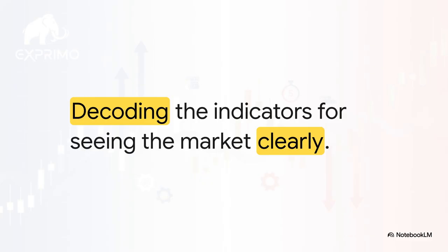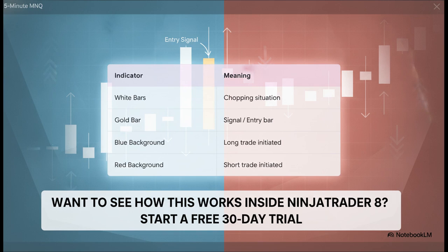Okay, moving on to Section 2, decoding the visual indicators, seeing the market clearly. What's truly brilliant about this color coding system is how it translates super complex market action into instant, undeniable visual cues. It's kind of like having a decoder ring for the market. So when the market is in a chopping situation, all the bars are painted white. Easy. When the system identifies an entry, that specific signal bar is painted gold. If a long trade is initiated, the entire background of your chart turns blue. And, as you might guess, if a short trade is initiated, the background turns red. You don't have to sit there and guess what the market is doing anymore. The software literally enforces your visual discipline by explicitly telling you what's happening.